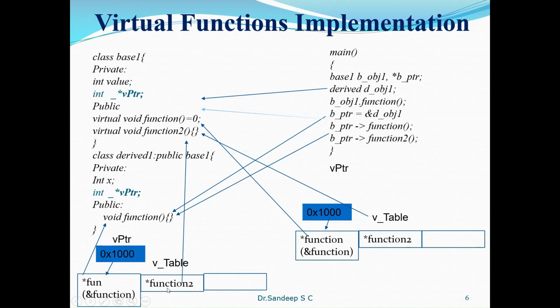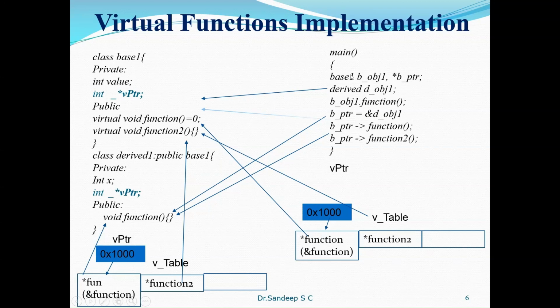Now, this is how the virtual table and its entries are created. So how many entries will be there? That depends on how many virtual functions we have declared. All the virtual functions will have one pointer defined chronologically in the virtual table.